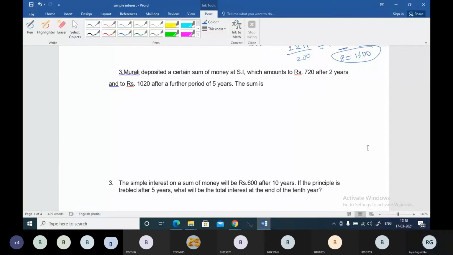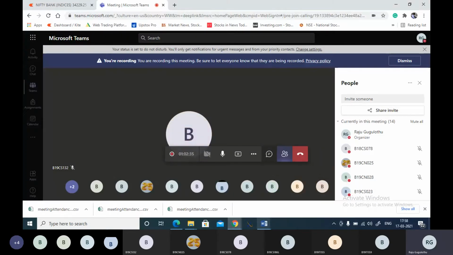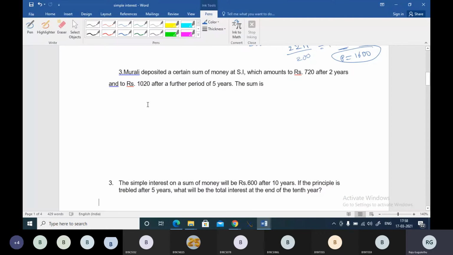Okay, friends. Question number 3, you can see. Those 15 people are with us. Question number 3. Murali deposited a certain sum of money at simple interest, which amounts to 720 after 2 years and 1020 after a further period of 5 years. See, some principal P is there. That is becoming 720 and that is becoming 1020.